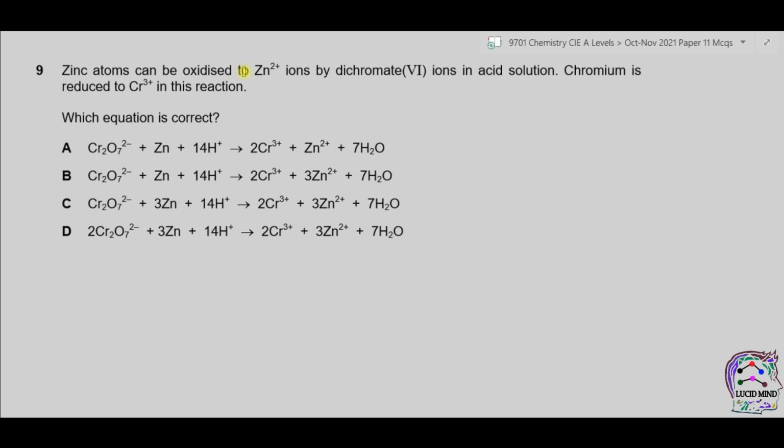Question 9. Zinc atoms can be oxidized to Zn2+ by dichromate(VI) ions in acid solution. Chromium is reduced to Cr3+ in this reaction. Which equation is correct? We can see that in all the equations, zinc atoms are oxidized to Zn2+. Now let's look into the balanced chemical equations. The atoms should be balanced and the charges should also be balanced on both sides of the equations. In the first one we have 2 chromium balanced, 7 oxygens also balanced, zinc is balanced, and 14 H+ and 14 hydrogens on this side. So the number of atoms is balanced.